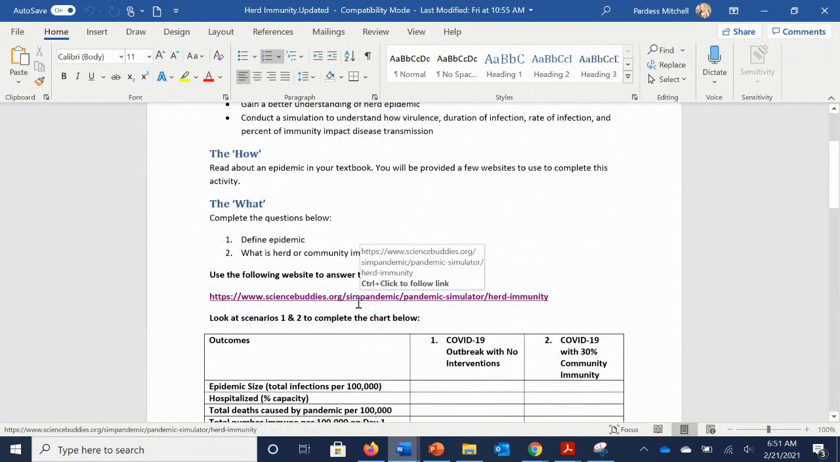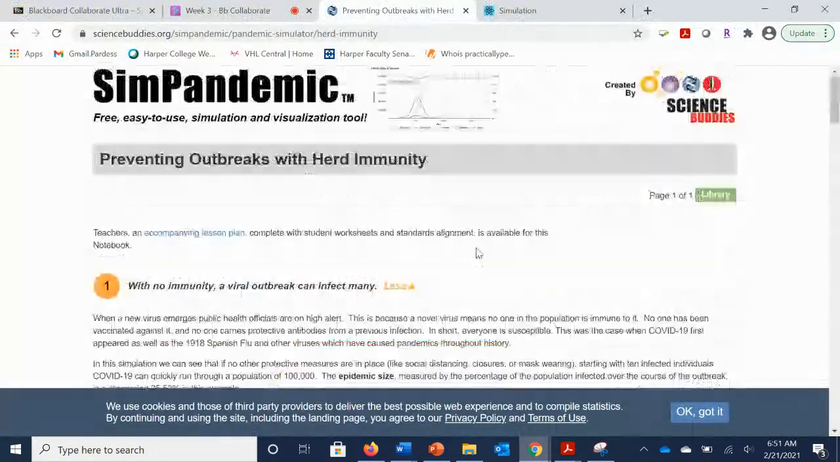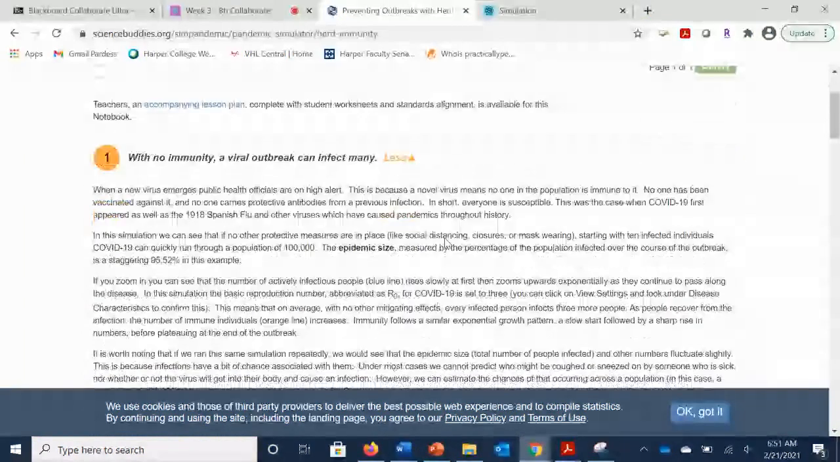Then you will visit this website here, Science Buddies. I've already opened it here. But one thing to take note is when I first opened it, I had to allow my browser to accept cookies from that website. So you may have to do that to get the website to work on your computer.